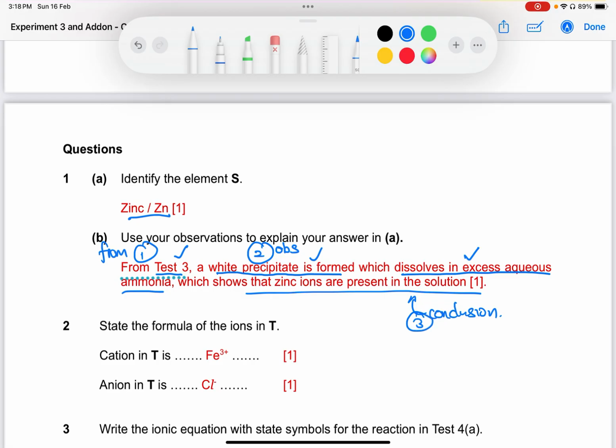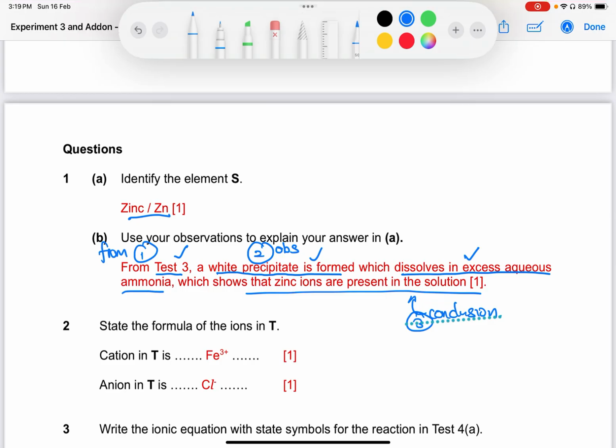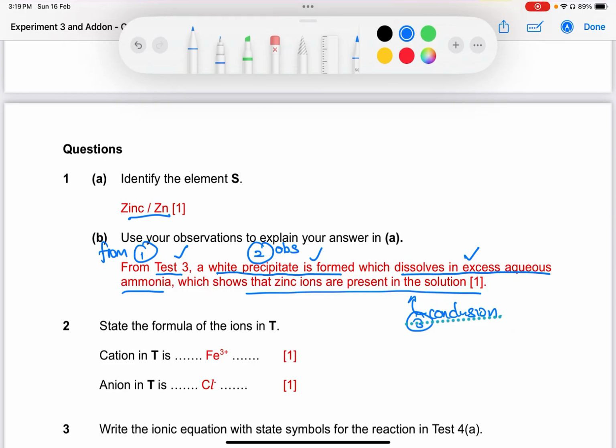Okay, so there are actually 3 parts here. Which test are you looking at? What's the observation that you have? So although you have written down at the start, you need to rewrite it here. And lastly, you need to state what's the conclusion from the test and observation.